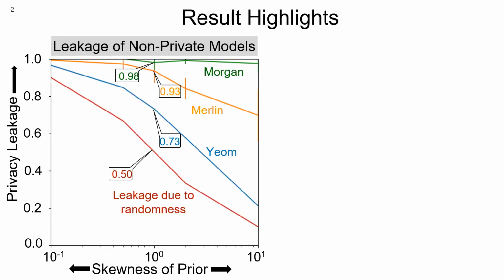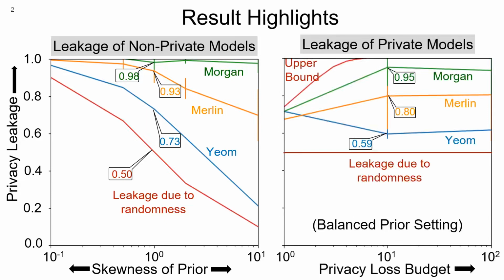As the figure depicts, the privacy leakage decreases as we increase the skewness of prior, but Merlin and Morgan still achieve considerable privacy leakage. When we train models with differential privacy to mitigate the privacy risks, we observe that our attacks continue to succeed when privacy loss budgets are set higher than 10.